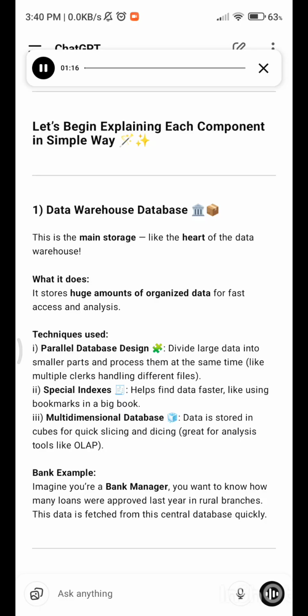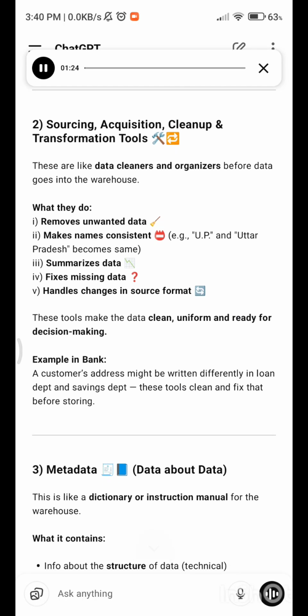Bank example. Imagine you're a bank manager. You want to know how many loans were approved last year in rural branches. This data is fetched from the central database quickly. 2. Sourcing, acquisition, cleanup, and transformation tools.